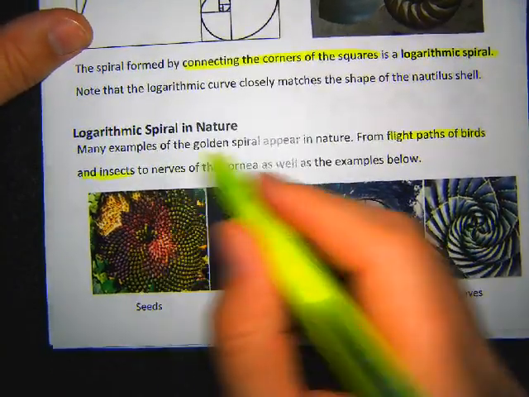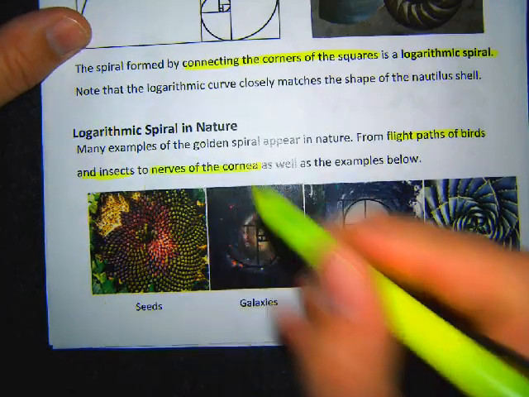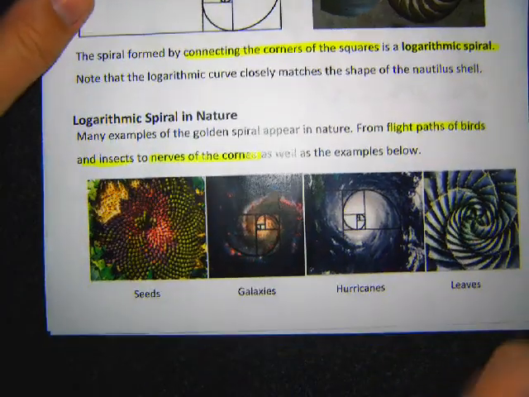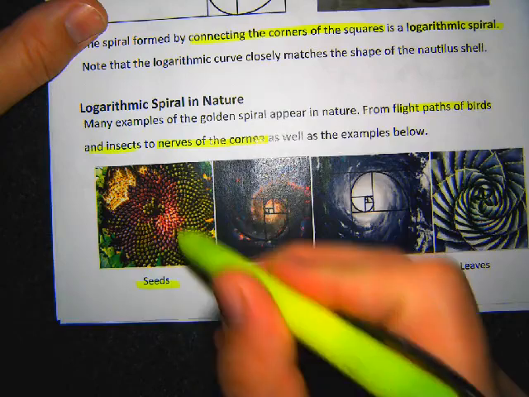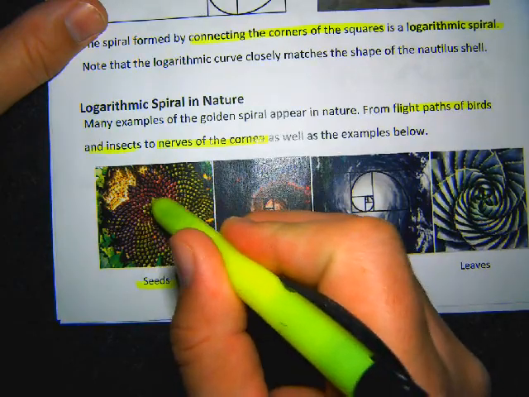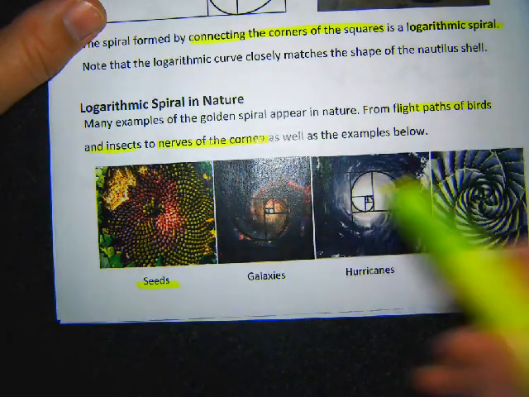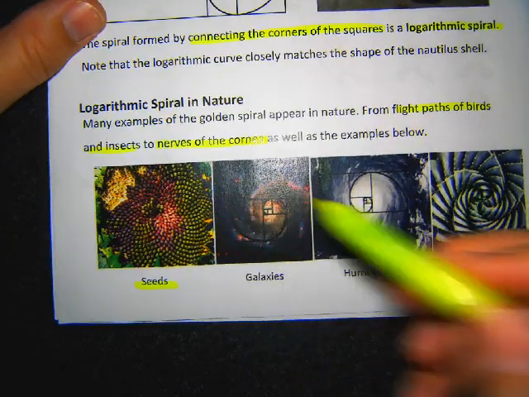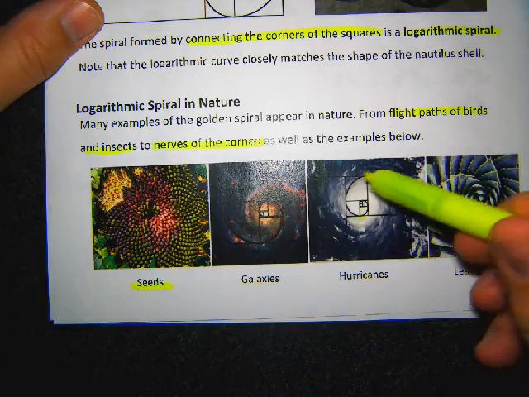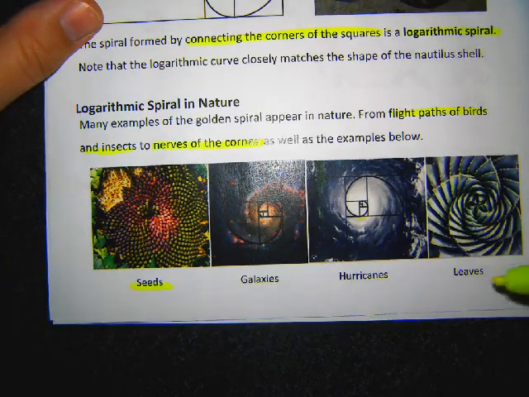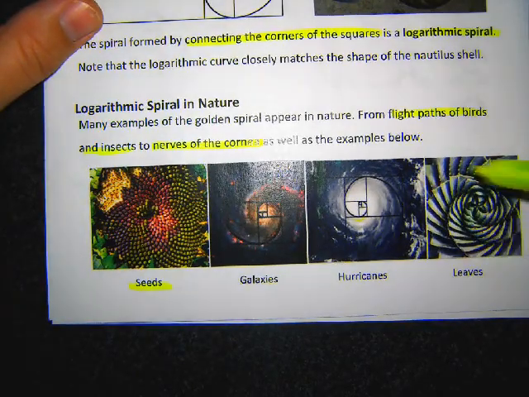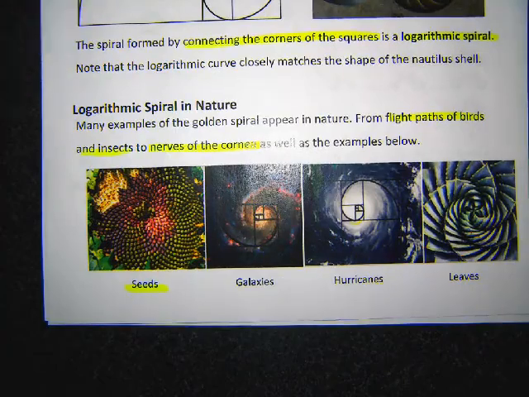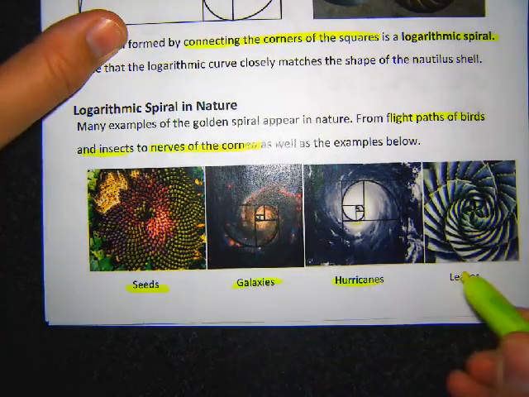The nerves in your cornea, the nerves in your eye, will have the same kind of curved shape. There's lots of other examples. The seeds in a pod, you can follow the same curve. Galaxies have the same curve in them, the spiral galaxies. Hurricanes exhibit that same logarithmic spiral. Leaves and things like artichokes and other succulent plants sometimes exemplify that shape. So this logarithmic spiral can show up all over the place.